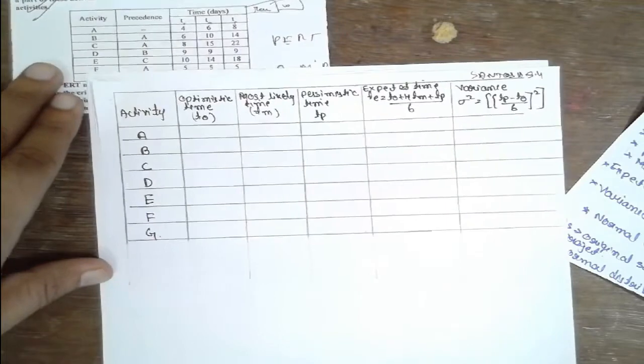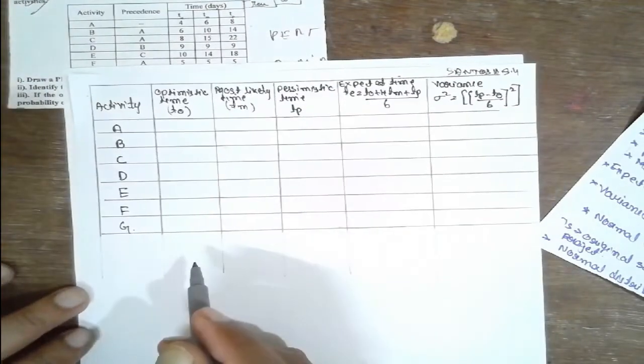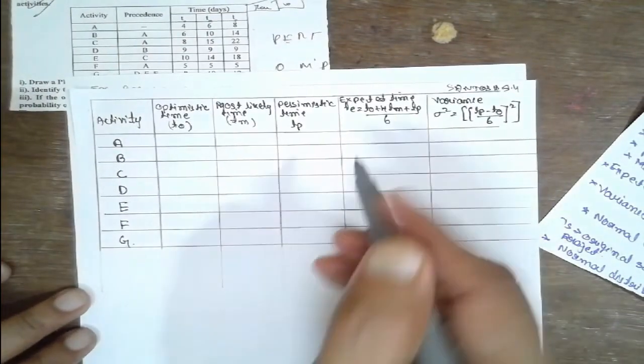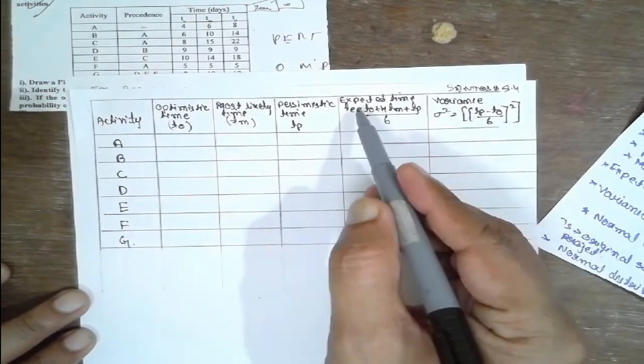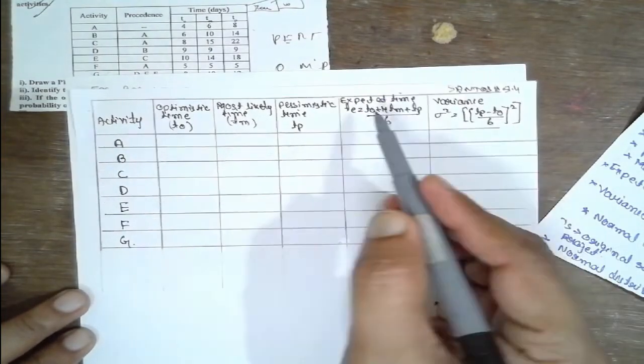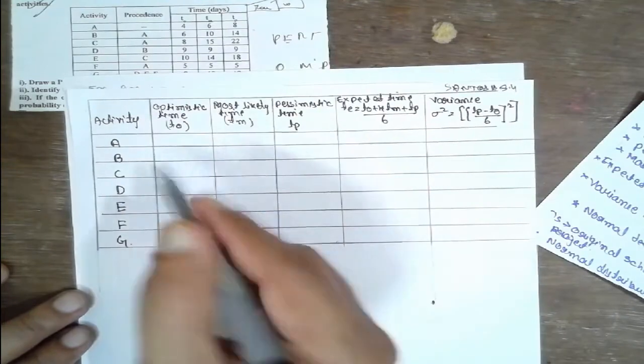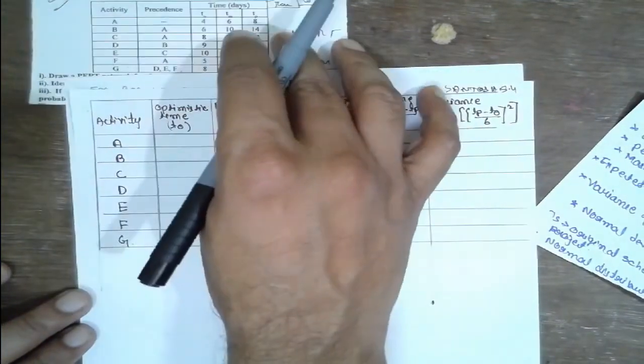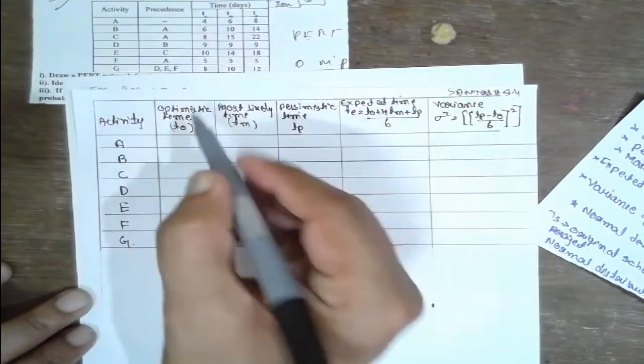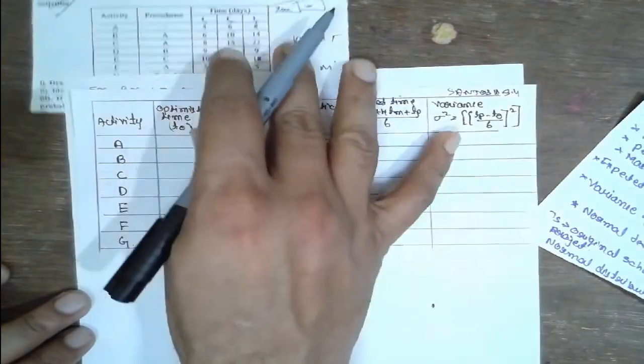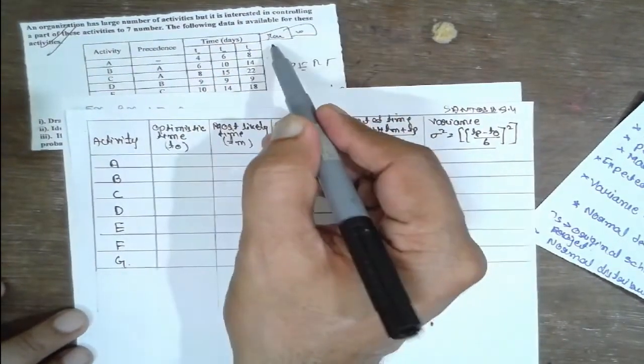Okay, now first you have to construct the table, or you can draw the network diagram, no problem. But the network diagram requires the expected time. Therefore, it is better to go for the table first. Now write this table as it is. I will write the optimistic time, most likely time, pessimistic time and the days.